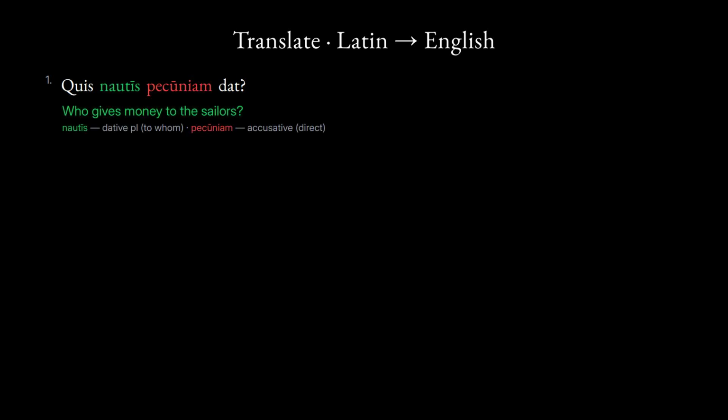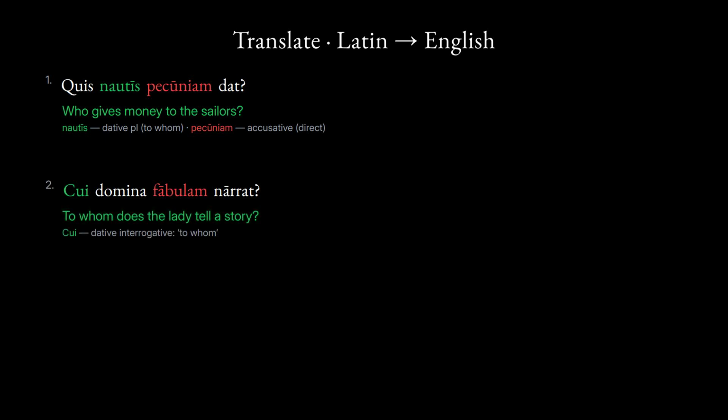Translate from Latin to English. Identify the indirect object. First, Quis nautis pecuniam dat? Who gives money to the sailors? Money is the direct object in the accusative. To the sailors is the indirect object in the dative plural. Next, Cui domina fabulam narrat? To whom does the lady tell a story? The opening word is the dative interrogative meaning to whom.